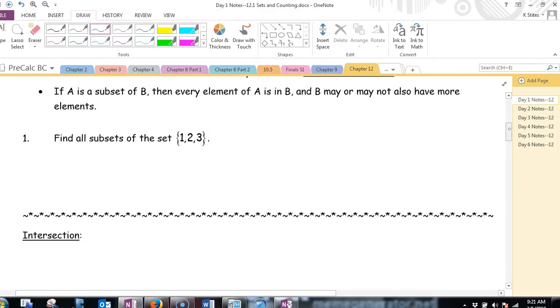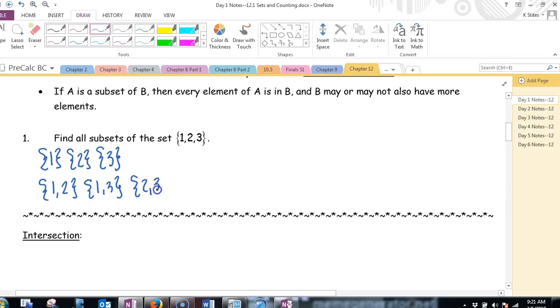Okay, so let's go ahead and talk about that. Number one, find all subsets of the set 1, 2, 3. So all subsets are just the different options that you can have, and it didn't specify how many elements are in the subset, so you could just have 1, you could have just 2, you could have just 3. We could also have 2 elements, so we could have 1 and 2, 1 and 3, or 2 and 3. So those are all of the subsets with 2 elements each. You could also have the subset with all 3 elements, or you could have the null set or empty set, which is none of those elements. Okay, so those are all the different subsets of this set right here.